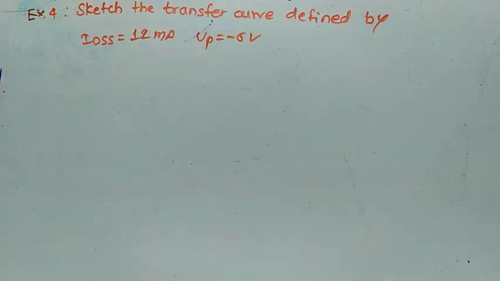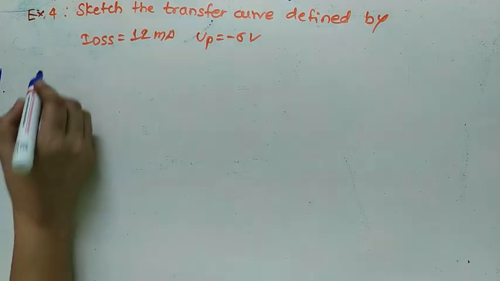Now the next example: sketch the transfer curve defined by IDSS equals 12 milliampere and Vp equals minus 6 volt. With the help of these two values, we have to sketch the transfer curve, and for doing that we are going to use the shorthand method.